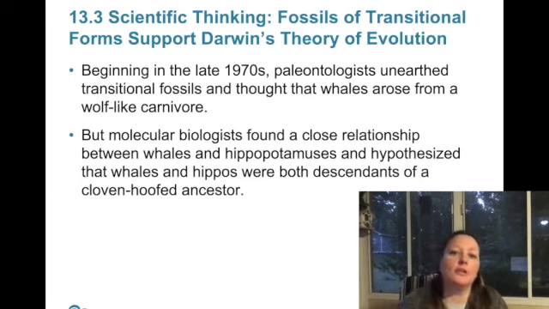But then we had molecular biologists who came in and took a look at the molecular makeup, the DNA and stuff like that, and they found out that there was a close relationship between whales and hippos. Isn't that pretty cool? It looks like both whales and hippos are descendants from a cloven-hoofed ancestor. Now, before you go, what in the world?